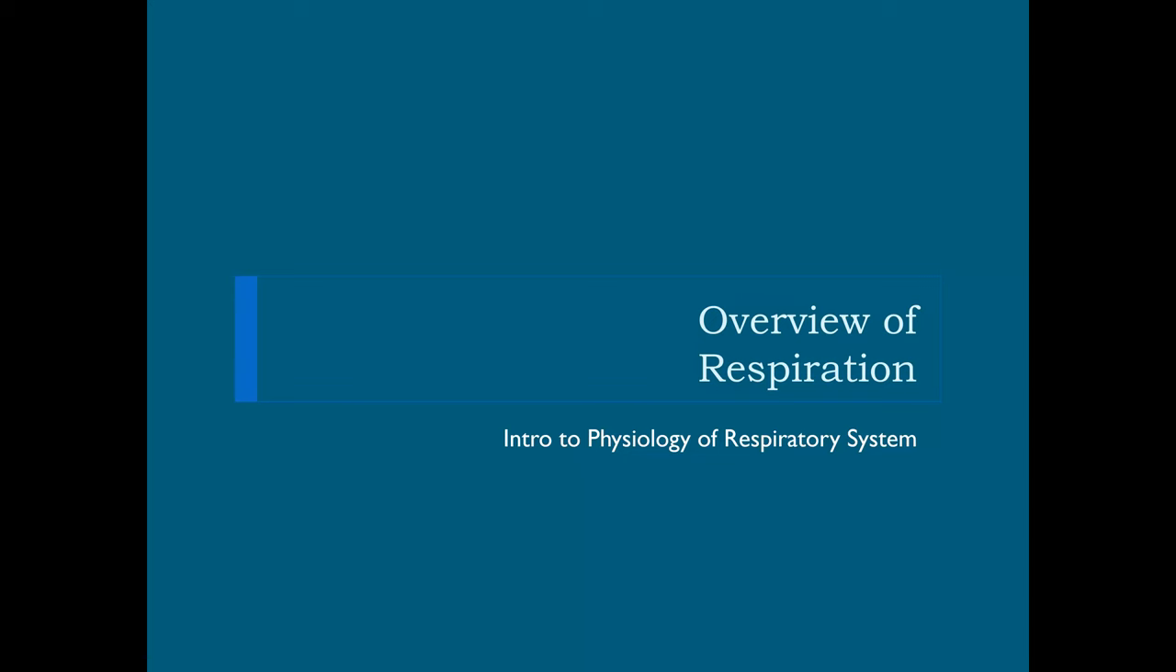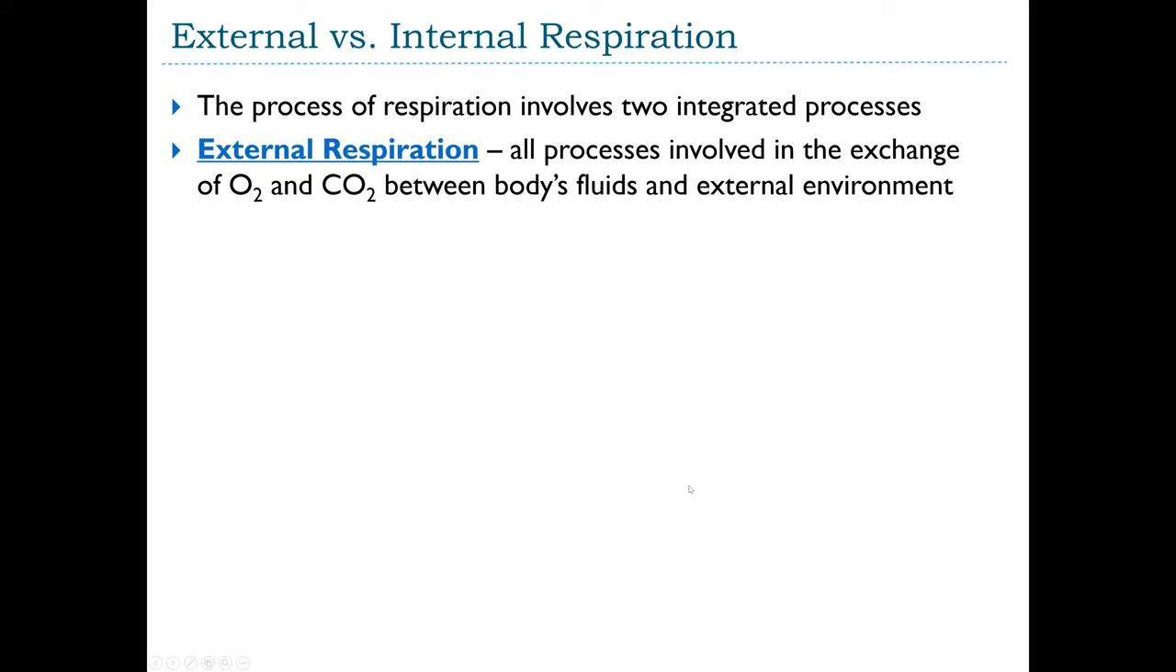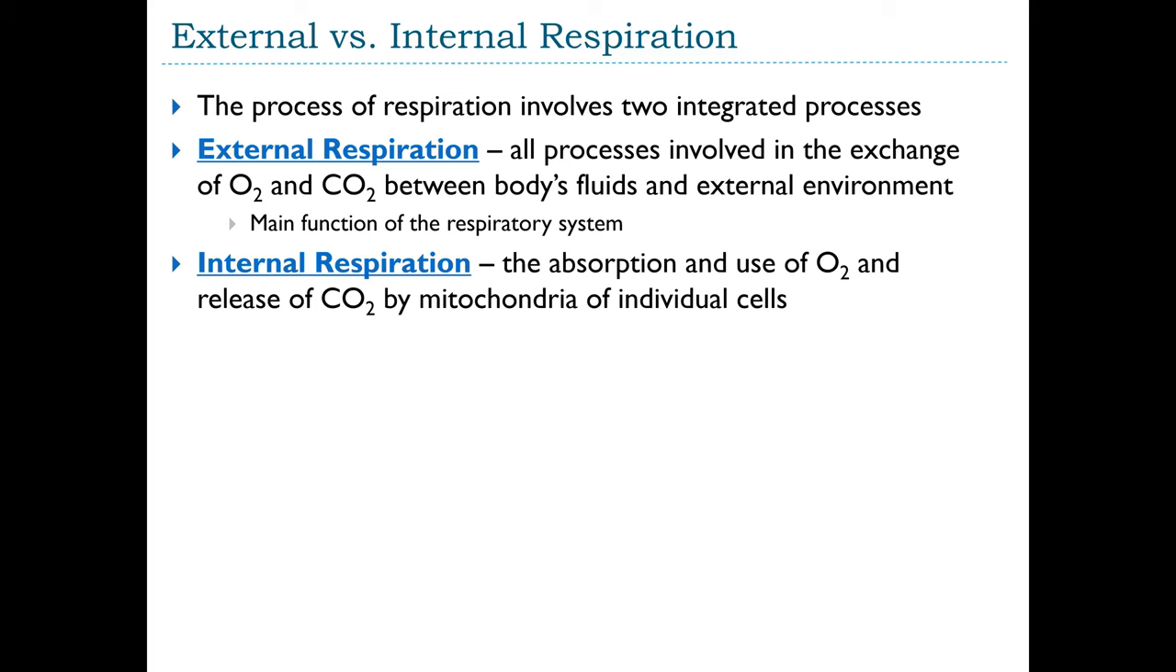So now that we've covered the anatomy, it's time to turn to the physiology. And we're going to start with an overview of respiration. So the process of respiration involves two integrated processes. The first one is called external respiration, and this is all processes involved in the exchange of oxygen and carbon dioxide between the body's fluids and the external environment. The external respiration is the main function of the respiratory system, as we discussed earlier. Internal respiration is the absorption and use of oxygen and release of carbon dioxide by the mitochondria of individual cells of the body. This is also known as cellular respiration or aerobic respiration.